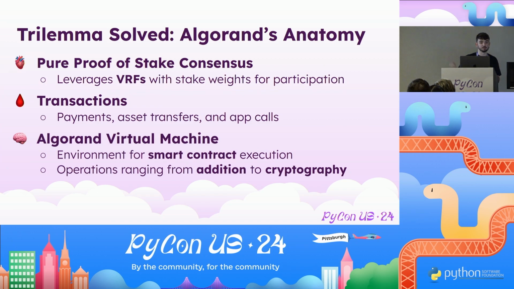Now, in the pure proof of stake consensus mechanism, that's kind of the low-level details. How do we agree on what's right and what's wrong? But kind of the blood of the network, what's actually happening day to day on the network, are these transactions. So these can be payments, asset transfers, app calls to these smart contracts, et cetera. And then the brain of the network is the Algorand virtual machine. And this is the environment in which smart contracts are executed.